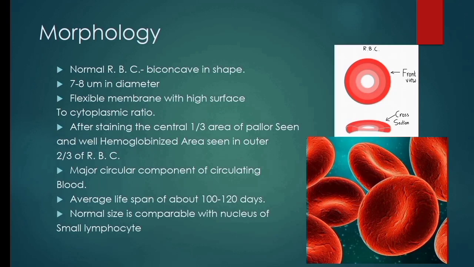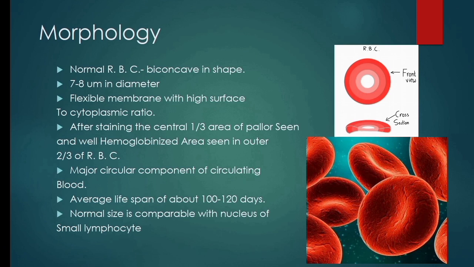Normal RBC is biconcave in shape, 7 to 8 micron in diameter. It has a flexible membrane with high surface to cytoplasmic ratio. Because of the biconcave shape of RBC, the central one-third area of RBC looks pale and the outer two-thirds of RBC looks hemoglobinized after staining. RBCs are the major cellular component of circulating blood.